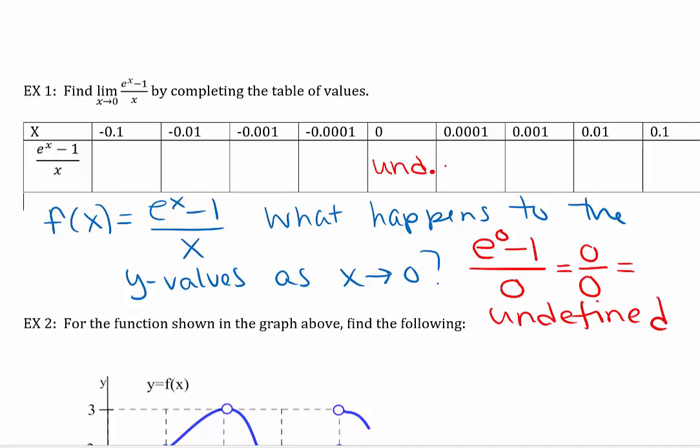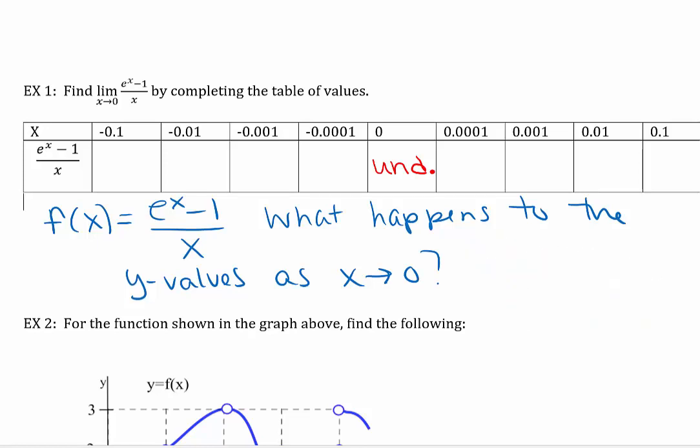And so I used a calculator to help me out with this, but I'm basically creating a table of values. I plugged into that function that was given to us, negative 0.1. So e to the negative 0.1 minus 1 divided by negative 0.1. I put that into a calculator, and I got approximately 0.9516.